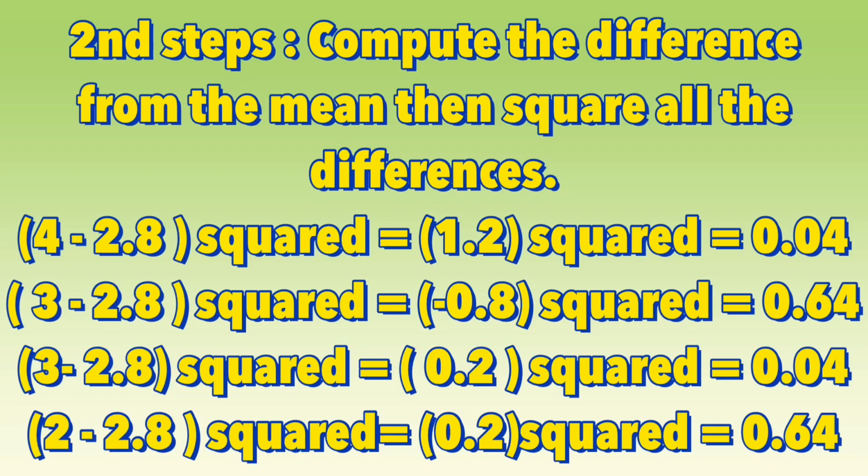The next is 2 minus 2.8 equals negative 0.8, then the square becomes 0.64. Then 3 minus 2.8 equals 0.2, squared equals 0.04. The next, 2 minus 2.8 equals negative 0.8, squared equals 0.64.